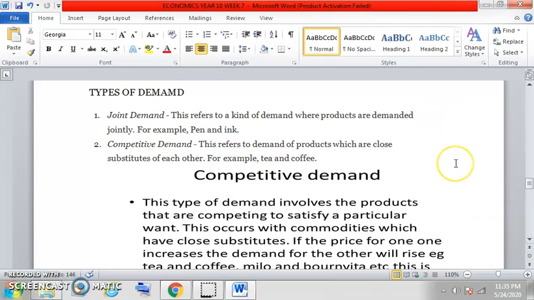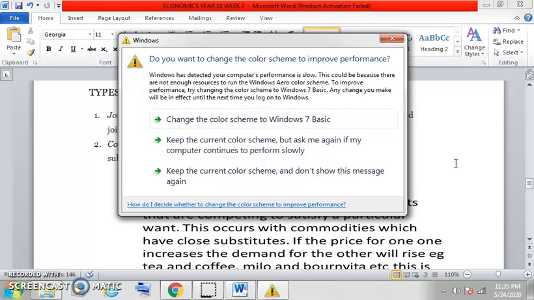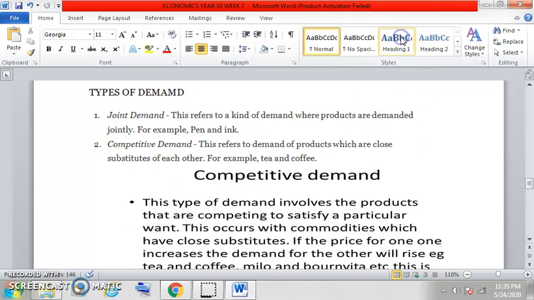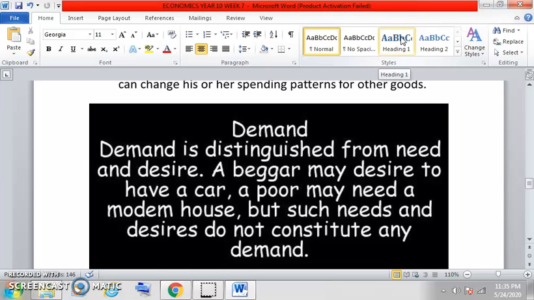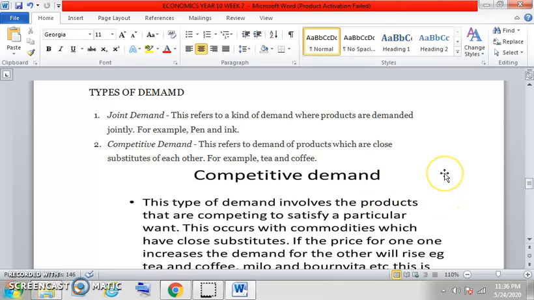We discover that when the price of one goes up, its demand will come down, provided the price of its substitute remains the same. Under competitive demand, when the price of a particular product goes up and the price of another one remains the same, the quantity demanded for the one whose price has gone up will reduce. The reason is because the products have close substitutes.